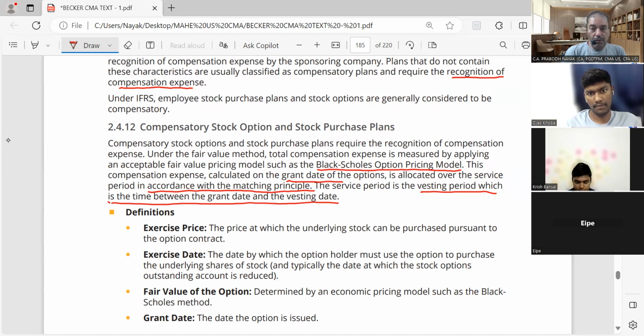Okay. So the grant has been issued today. I have made this offer today and you have accepted this offer. So that is a grant date.